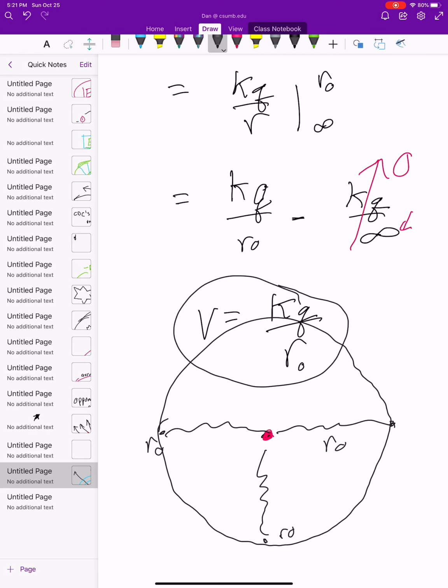So the closer I am to a positive charge, the smaller R0 is, and the bigger my potential is going to be. The further away I am from that charge, the bigger R0 is going to be, and the smaller the potential is going to be. So when you're really far away from the charge, you're at a potential of 0. When you're close to the positive charge, you're going to have a much higher potential. And I'll give you an example of this, but the potential is a value in volts.